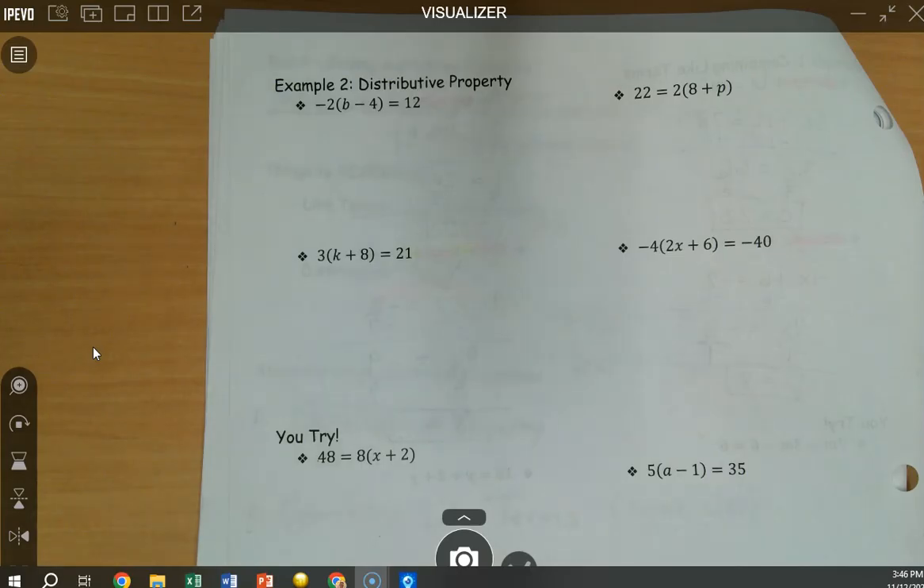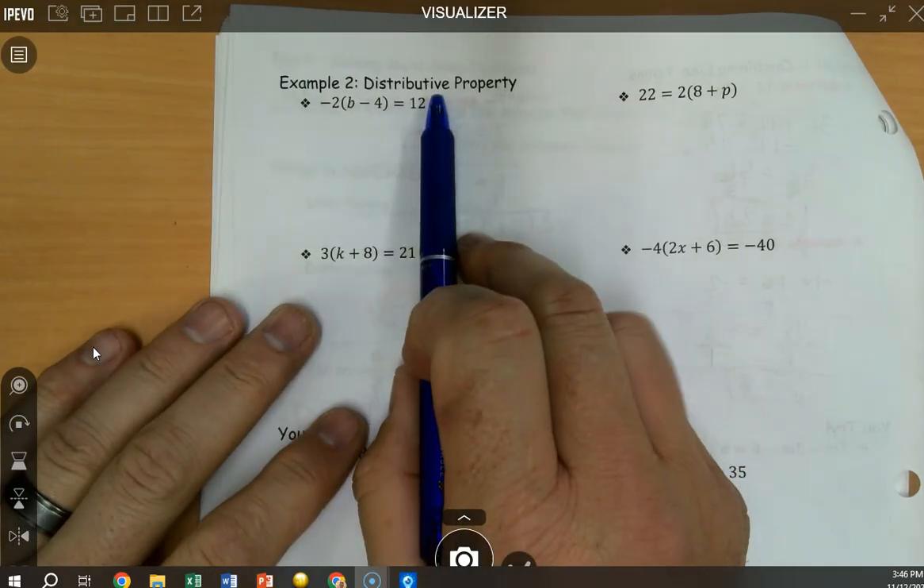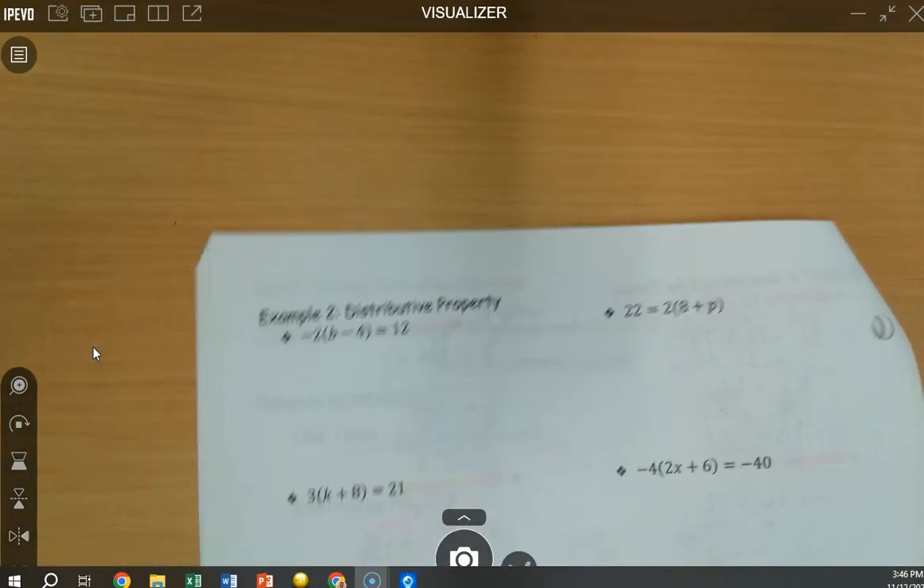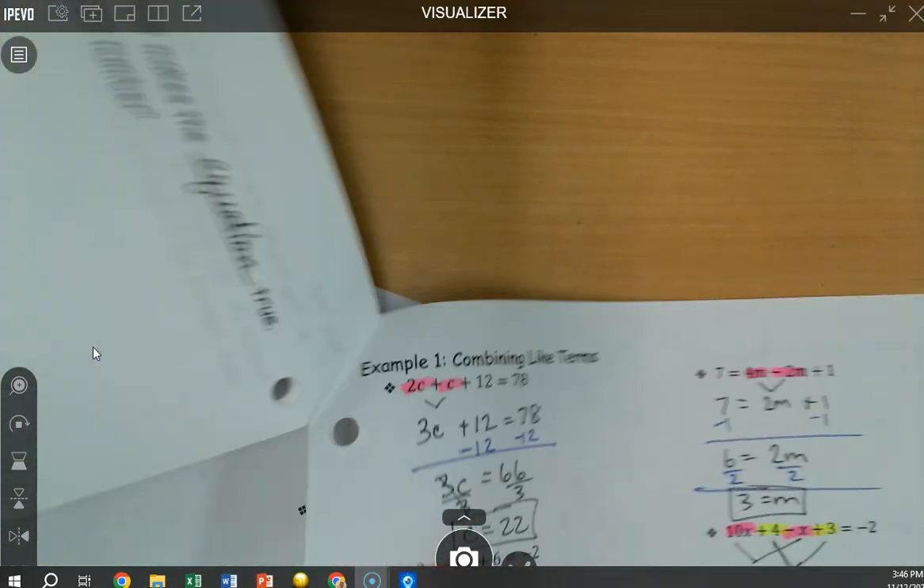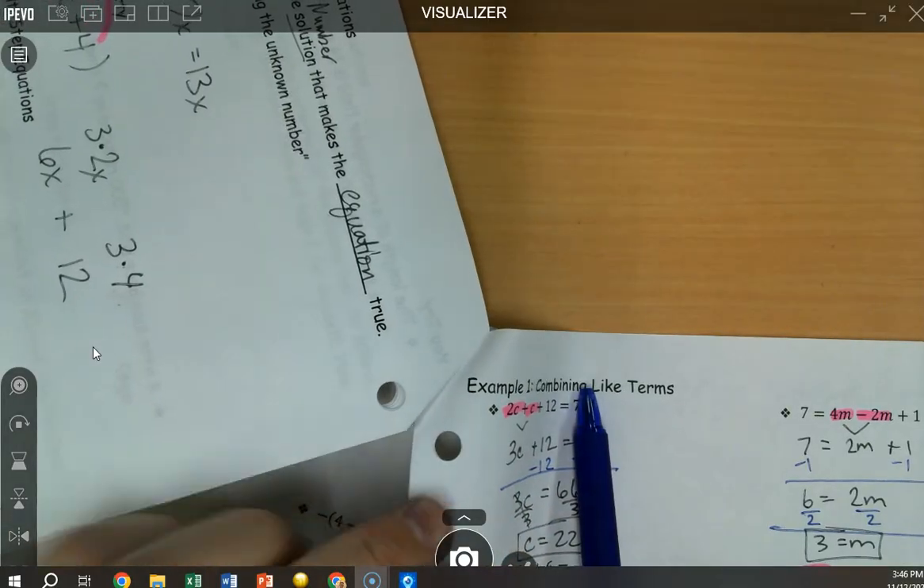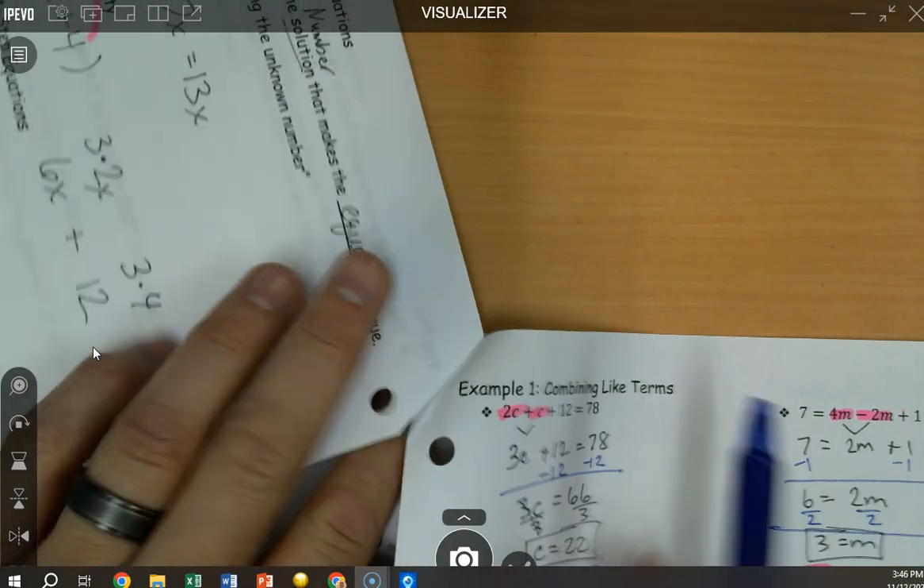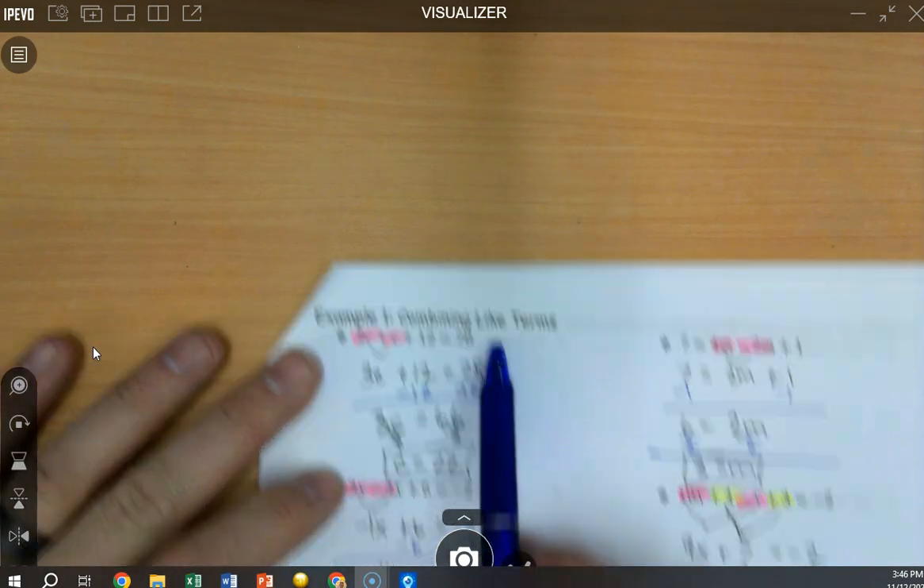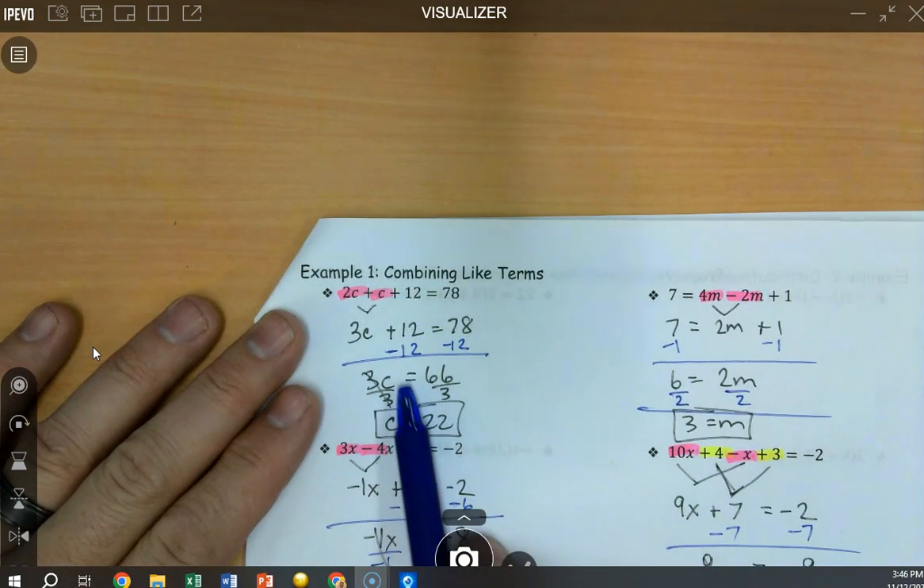Today with math, you guys are going to do a little bit more solving equations. Today we're specifically going to focus on the distributive property. Yesterday, or last class, we focused on the combining like terms idea with multi-step equations. We talked about combining like terms and then solving from there.